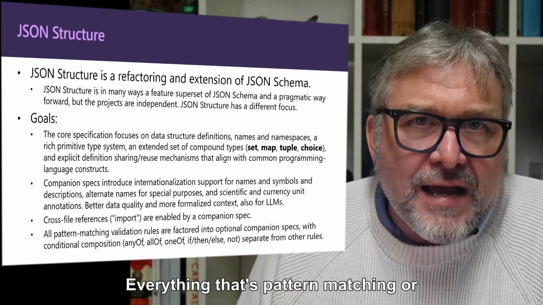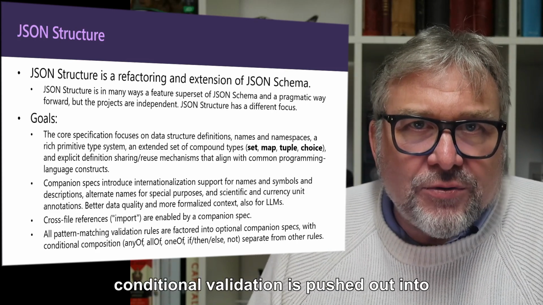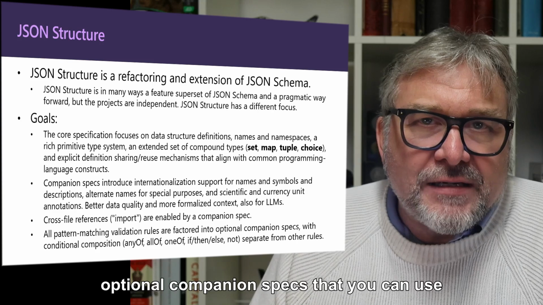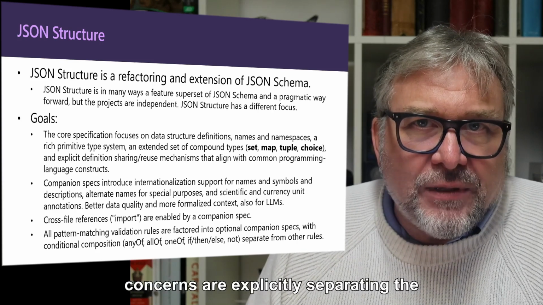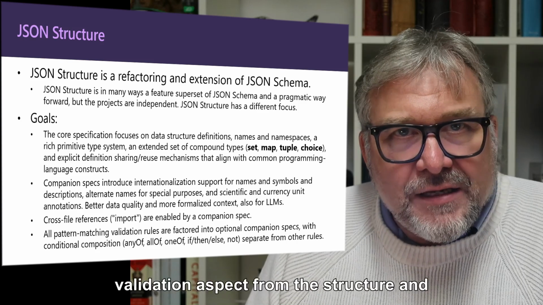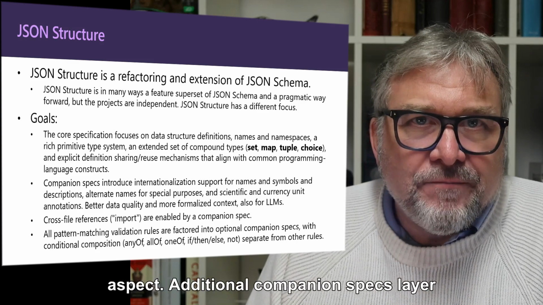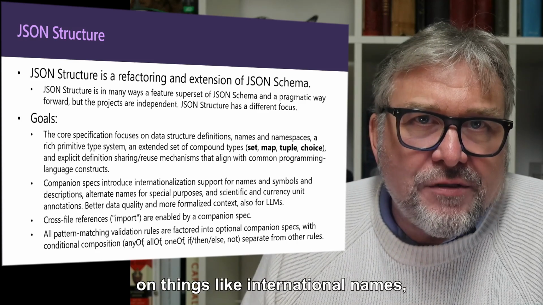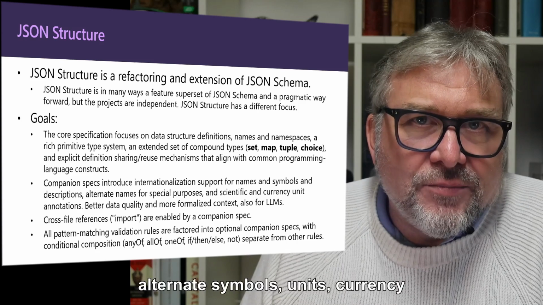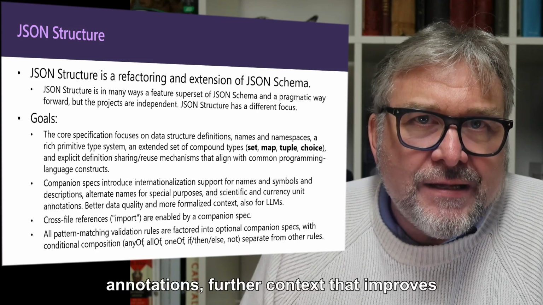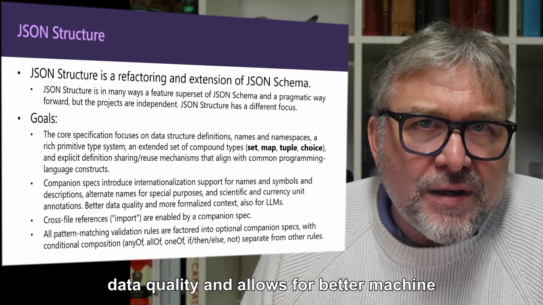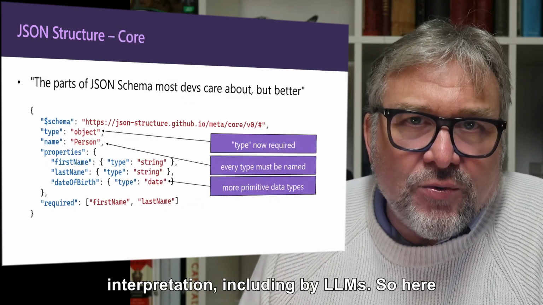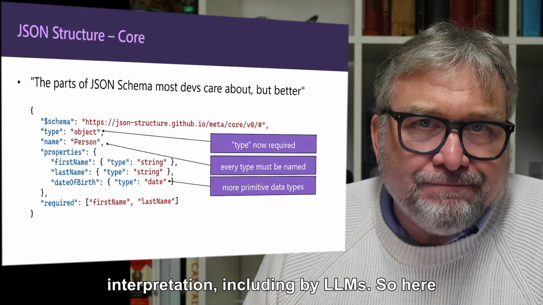Everything that's pattern matching or conditional validation is pushed out into optional companion specs that you can use, but you don't have to use. So those concerns are explicitly separating the validation aspect from the structure aspect. Additional companion specs layer on things like international names, alternate symbols, units, currency annotations, further context that improves data quality and allows for better machine interpretation, including by LLMs.